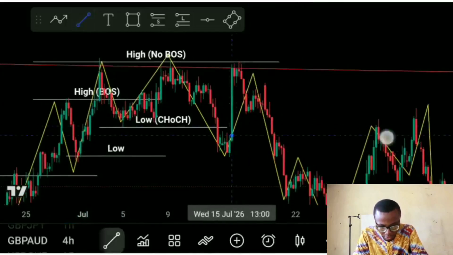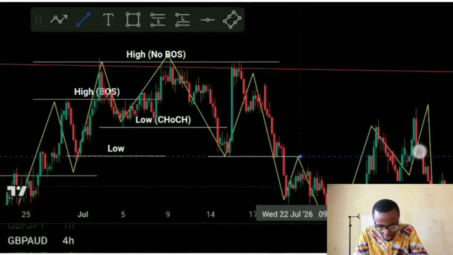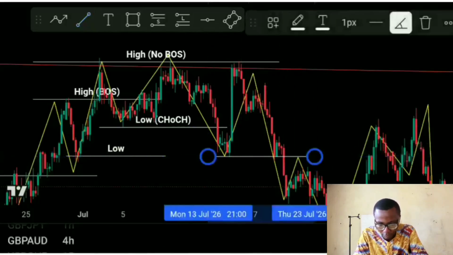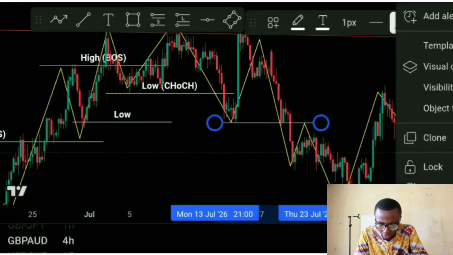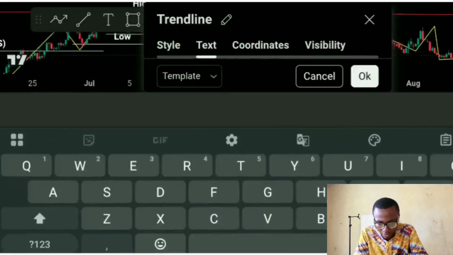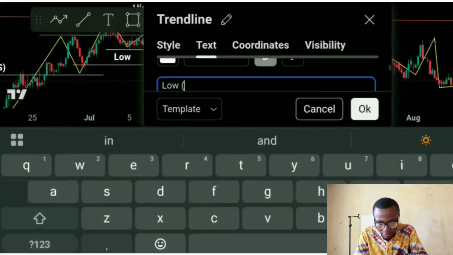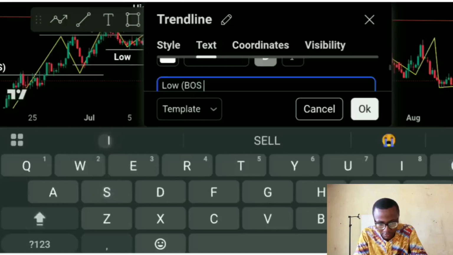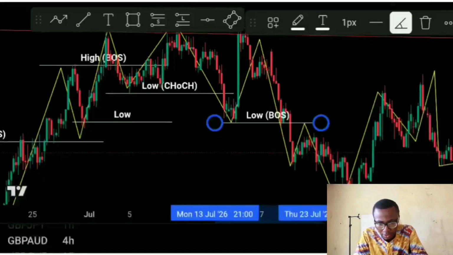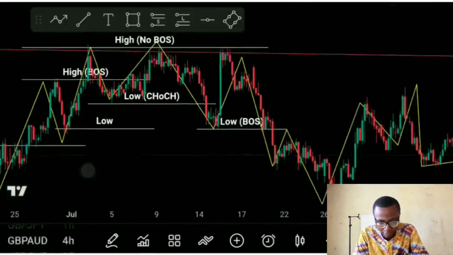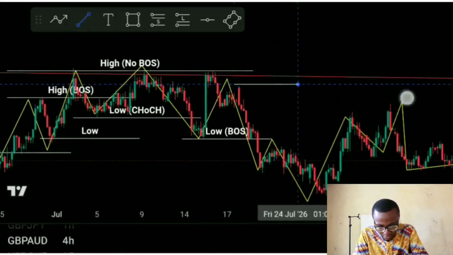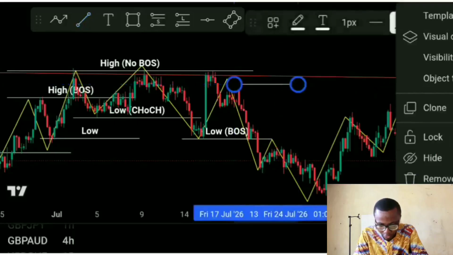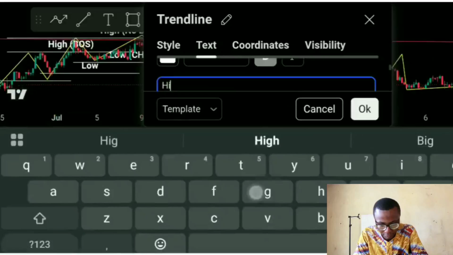So now look at this low. It's a break of what? Structure, right? So that low is a break of structure. So I'll just name it low, in brackets, BOS, break of structure. So the break of structure happened here. It broke this line downward. Now look at the next high here. This high here was a high. There was no break of structure there. So that is a high.